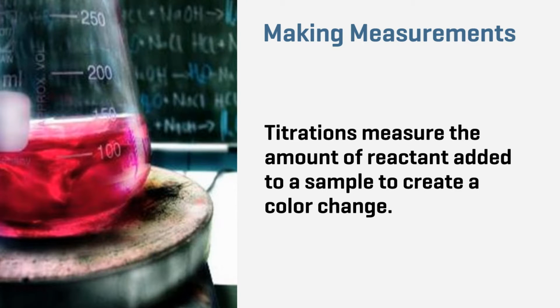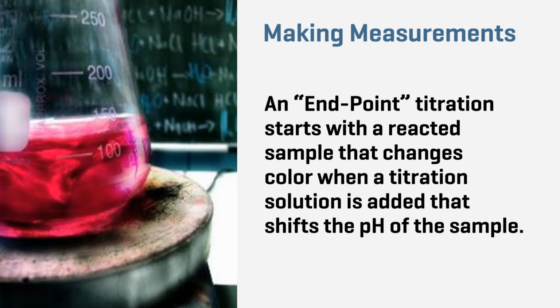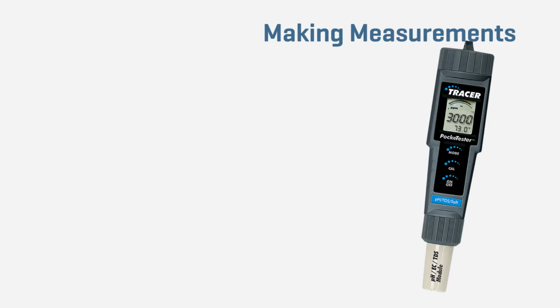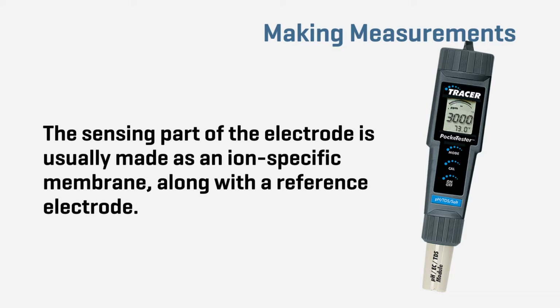Titrations measure the amount of reactant added to a sample to create a color change. An endpoint titration starts with a reacted sample that changes color when a titration solution is added that shifts the pH of the sample. ISE is a transducer that converts the activity of a specific ion dissolved in a solution into electrical potential, which can then be measured by a voltmeter or pH meter. The sensing part of the electrode is usually made as an ion-specific membrane, along with the reference electrode.